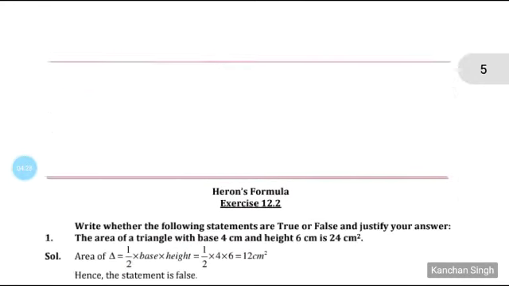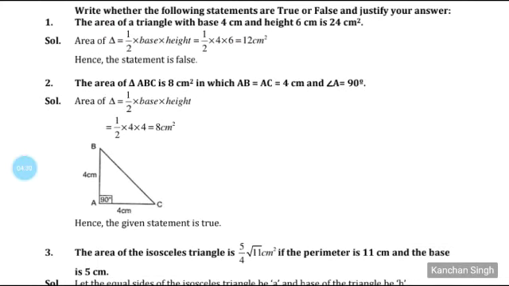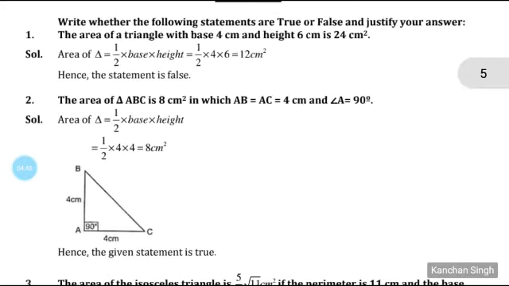Okay. Now see, a few more questions you have to solve. Write whether the following statements are true or false and justify your answer. The area of a triangle with base 4 cm and height 6 cm is 24 cm square. That we have to calculate. Area of triangle equals half into base into height. So half into 4 into 6 is 12. The statement is false.